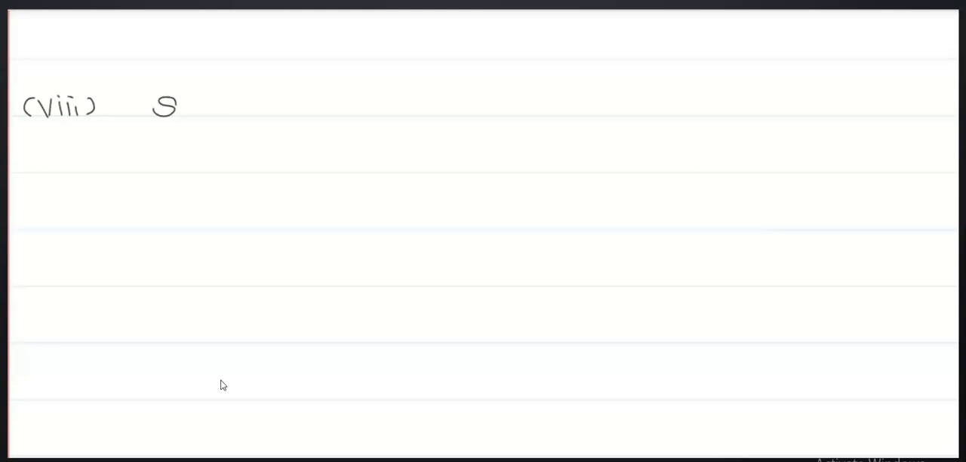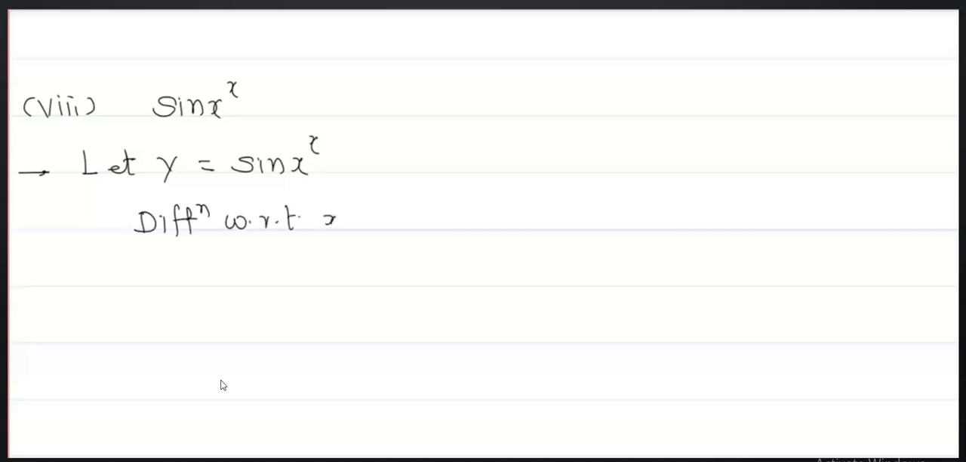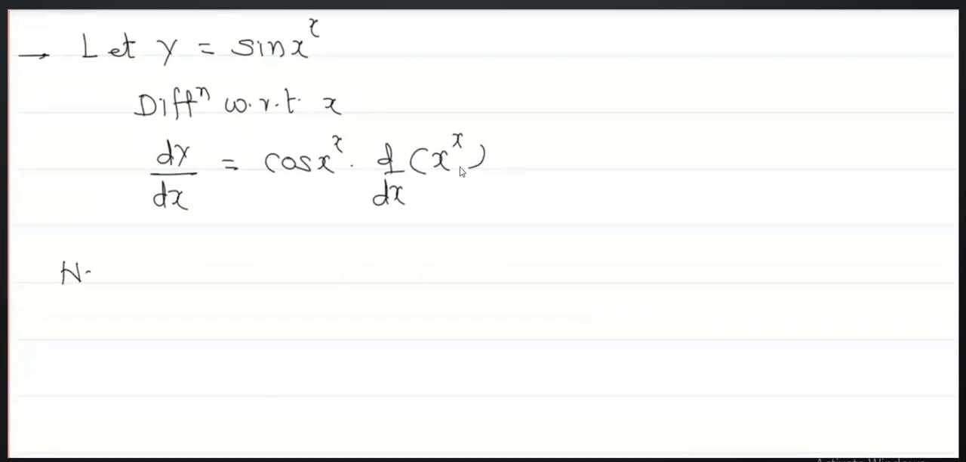Next is the 8th one, sin of x raised to x. Now here, differentiate with respect to x. dy by dx is equal to cos of x raised to x into d/dx of x raised to x. Now to find the derivative of x raised to x, we have to find it before this.